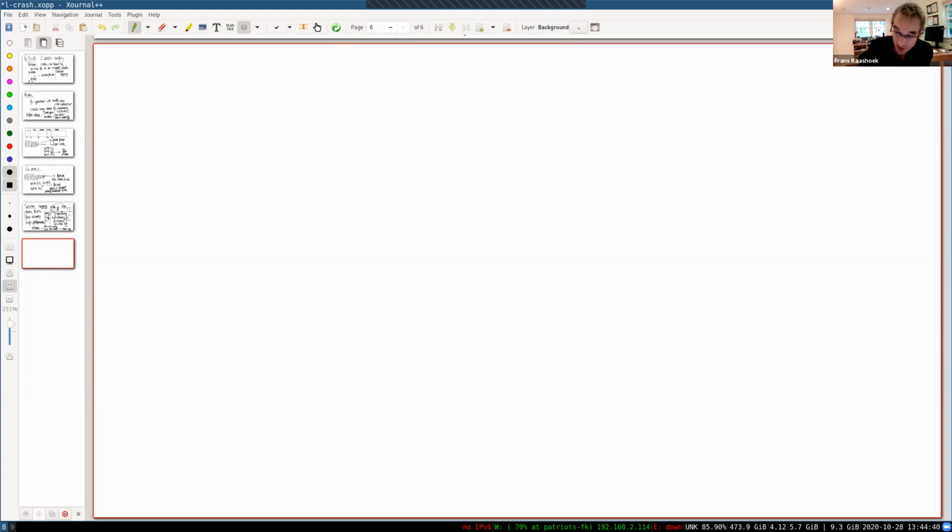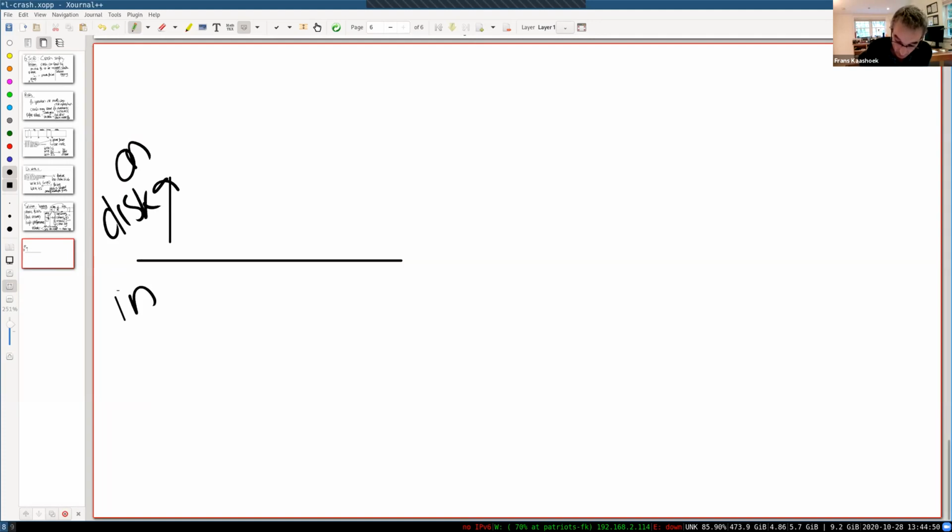Okay, so in xv6, we're going to look at two pieces of state, if you will: the stuff that is actually on disk, and the things that are in memory. The way we should think about it is that the in-memory contents will disappear on a crash or a power failure.